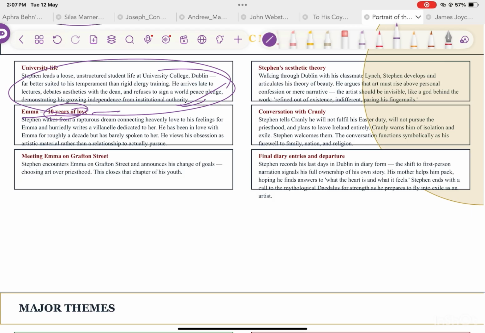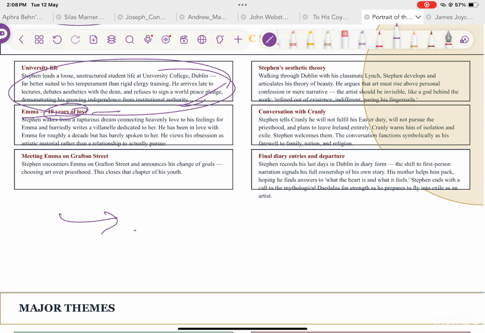he plans to leave Ireland. He finally plans to leave Ireland. And Cranley warns Stephen that such choices in life will bring loneliness, separation, and exile from society and family. But instead of fearing all those things, Stephen accepts isolation as necessary for artistic freedom and independence.